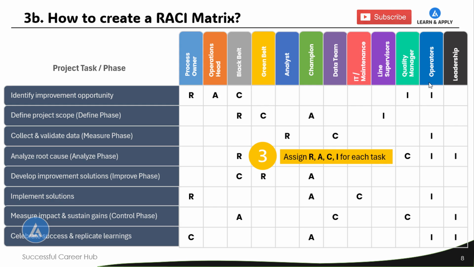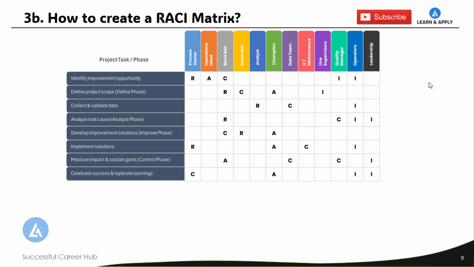This is a team activity in which brainstorming has to be done to identify who is responsible, accountable, consulted, and informed for that particular task. In step number 4, we need to validate with the team whether the R, A, C, and I that is assigned for that particular task is accurate or not.